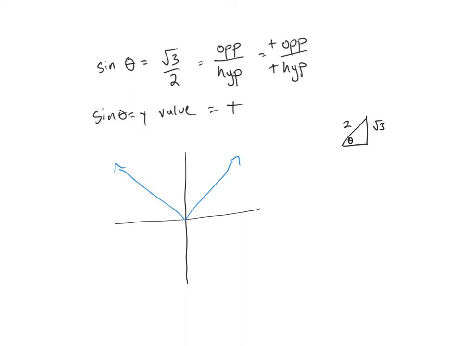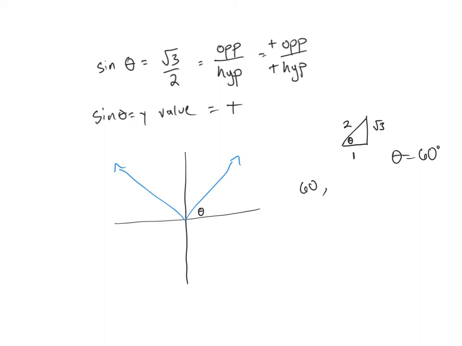Well, if I'm dealing with a 2 and a root 3, I know I'm dealing with a 30, 60, 90, and this has to be 1. I'm dealing with the theta has to be 60 degrees. I know that for sure because I'm dealing with the 30, 60, 90. Just drew that triangle. I remember that. So our first one is easy. That one is, this one is 60 degrees.